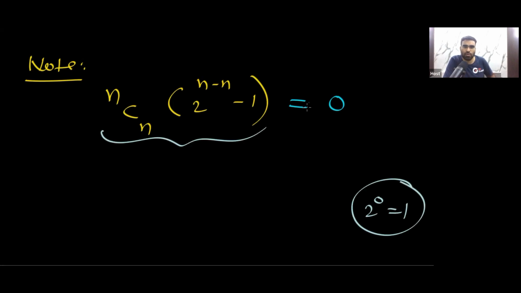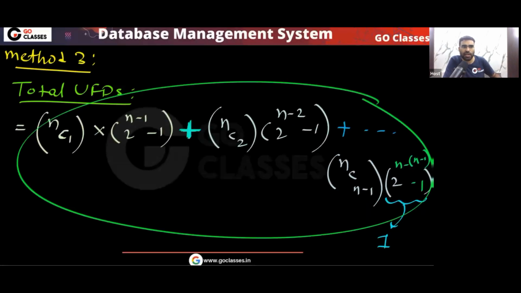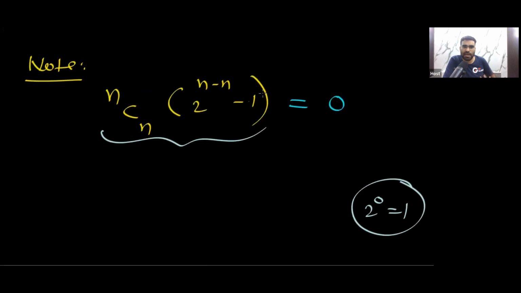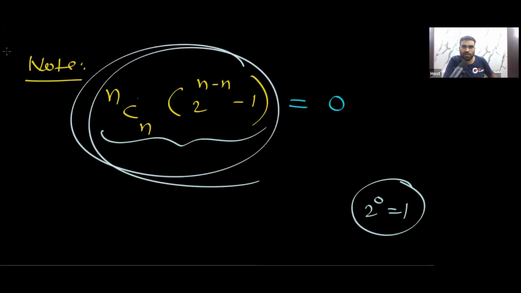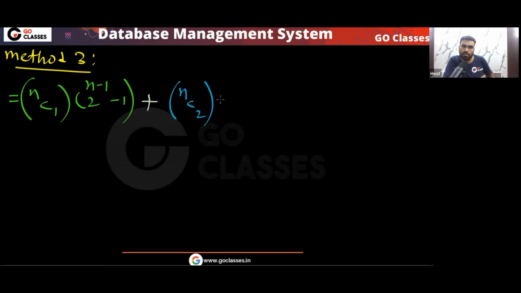So can I add 0? Yes, I can add 0. Remember I can add this, because this value will be 0, so no problem. My final answer is actually this. I can write that my final answer is nc1 multiplied by 2 power n minus 1 minus 1, plus nc2 multiplied by 2 power n minus 2 minus 1.